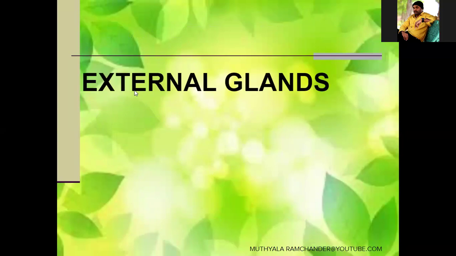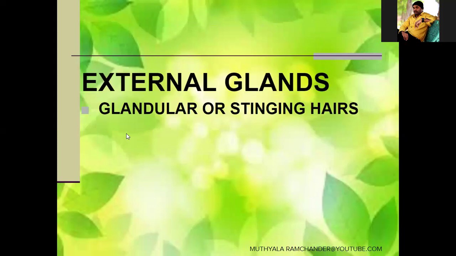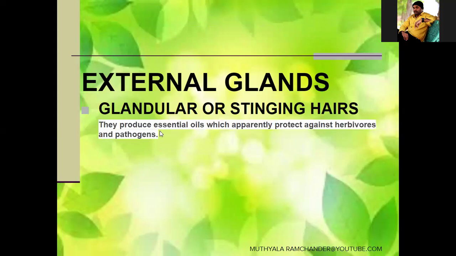External glands are glands present on the surface of the plant, like the root, shoot, leaf, flower, fruit, petals, all external parts of the plant containing any glands. These types of glands are called external glands. They are glandular hairs and stinging hairs. They produce essential oils which apparently protect against herbivores and pathogens.